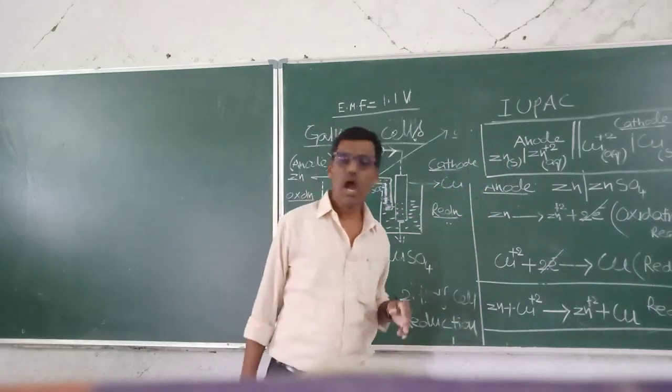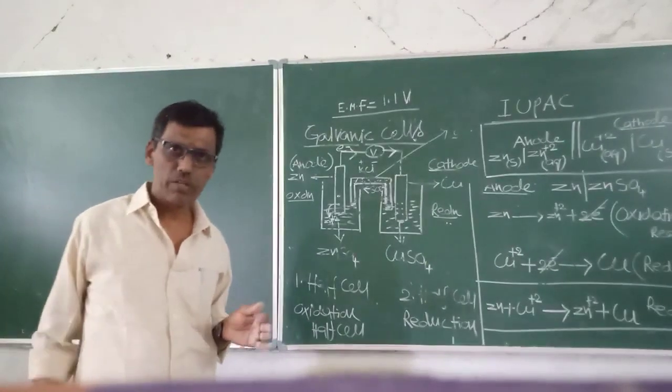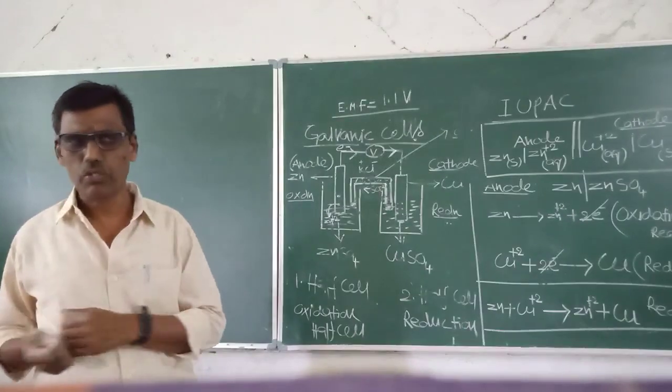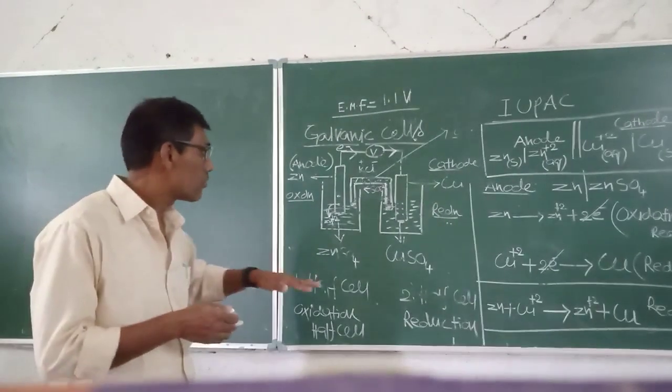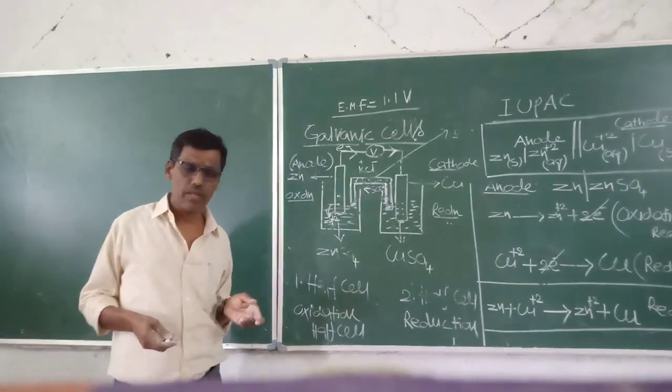We have discussed this. And in the next class, as I said, we are going to discuss what EMF is, what the potential of a half cell is, what the anode potential and cathode potential are, what the potential difference is, and why they exhibit a potential difference. All those things we will study in the next class.